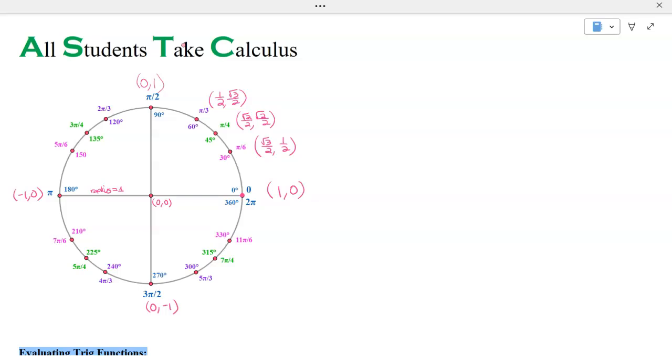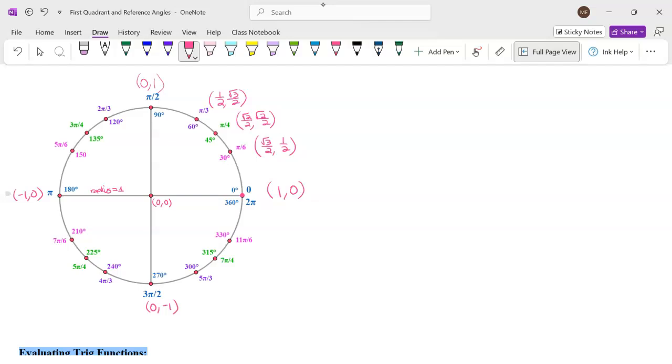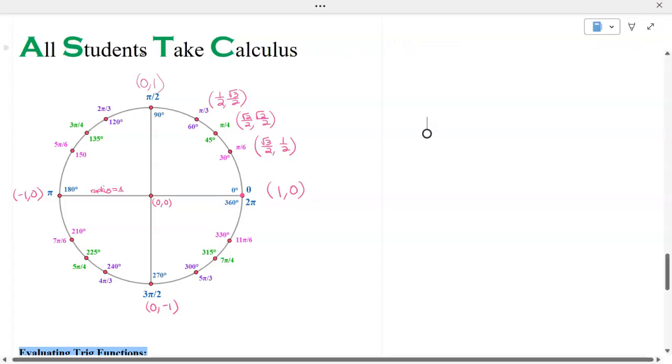Now, using what I've just filled in, you should be able to find all the values of different angles around the unit circle. Whether you're talking about positive or negative, you should be able to figure this out. Now, we're going to use that with our reference angles, our knowledge of special right triangles, and then also what we have listed here, which is all students take calculus.